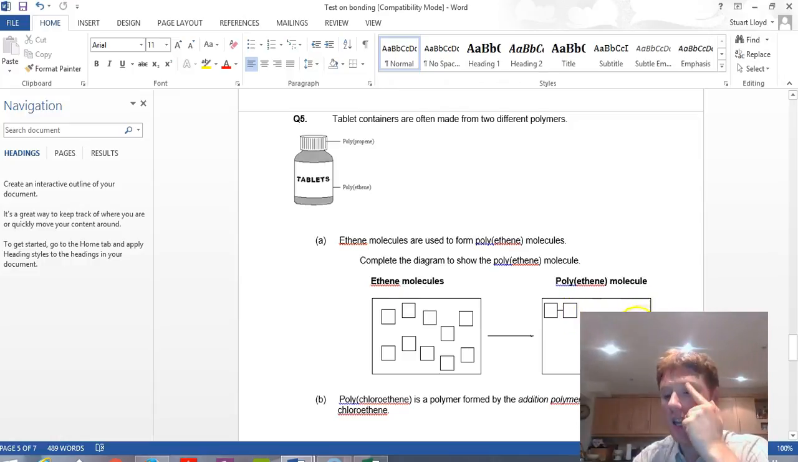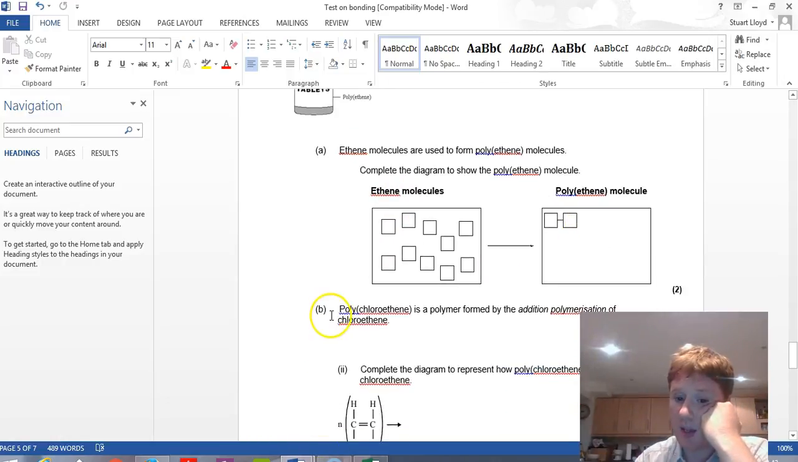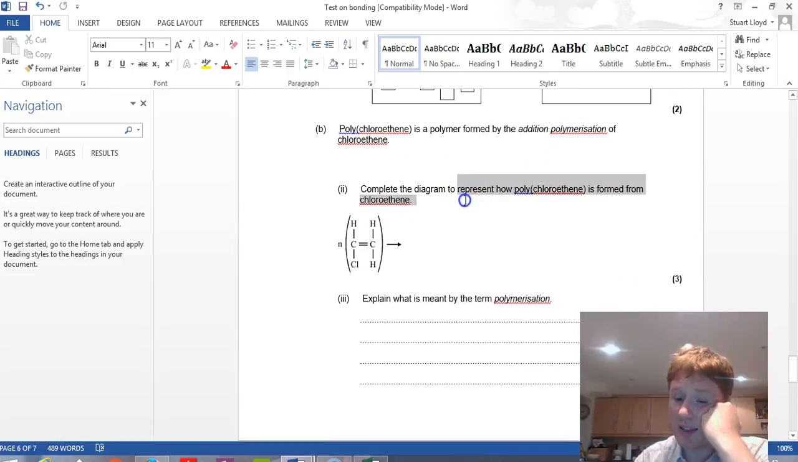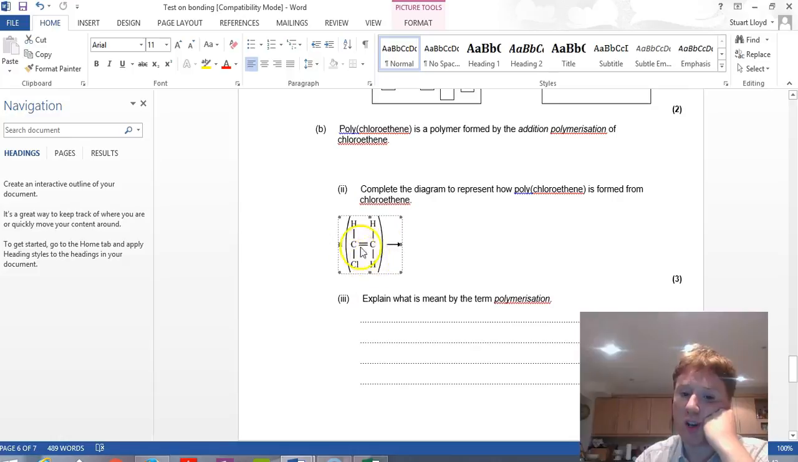If you did lots of interlinking lines, each square should only be joined to 2 other squares in between them, but if you did squares joined to lots of them, I gave you 1 mark. Polyethylene is a form of addition polymerization. Complete the diagram to show how polyethylene is formed from chloroethene. So they've got an N, they've got chloroethene with its double bond, 3 marks, off you go.